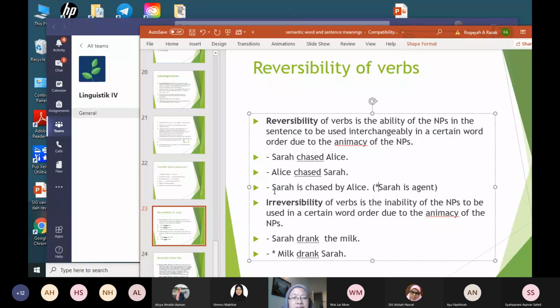Because even though Sarah is the first noun phrase in the sentence, it is a passive sentence. So Sarah is chased by Alice. Who's the doer? Alice. Who's being chased? Sarah. So even though Sarah is at the beginning of the sentence, it's actually the patient. But people with aphasia will find this difficult lah. They will tend to think this is the agent. However, it was found that for irreversible, in the experiment, the adults with aphasia understood Sarah drank the milk and understood that milk cannot drink Sarah. It's not a reversible verb.